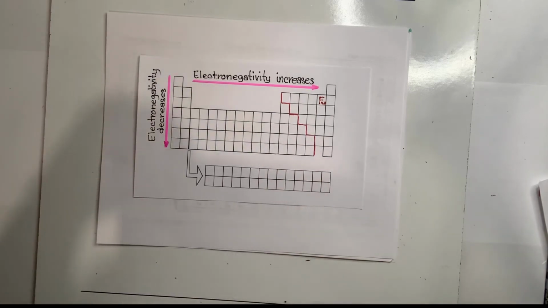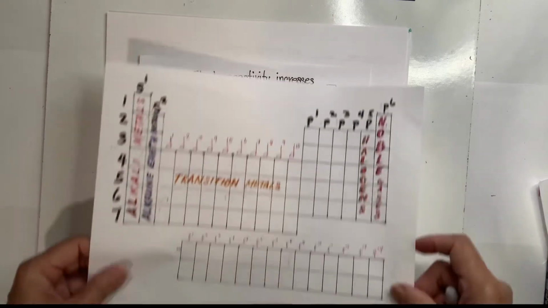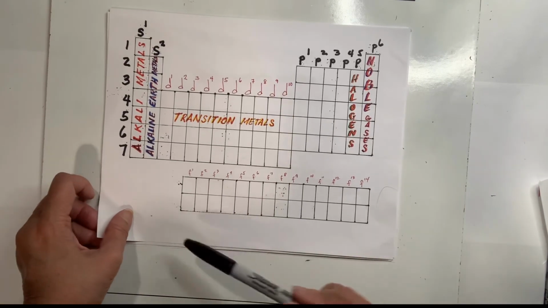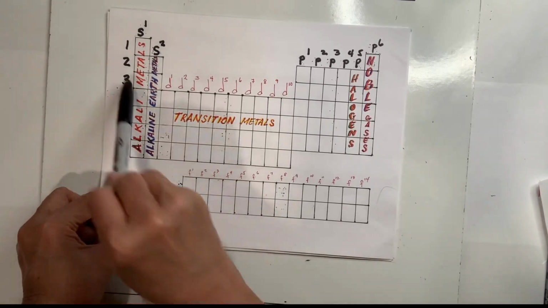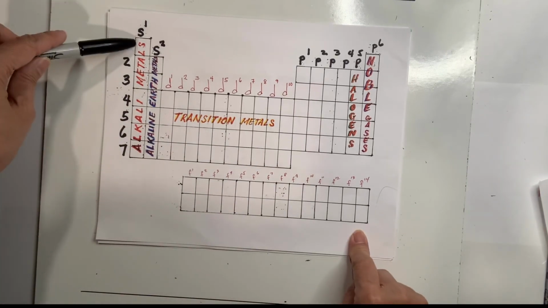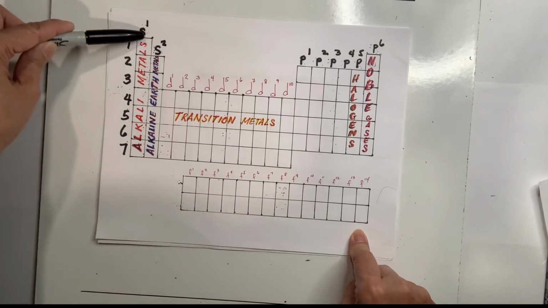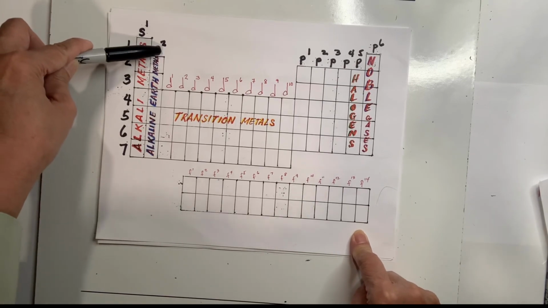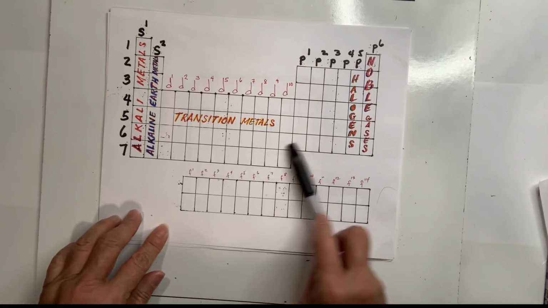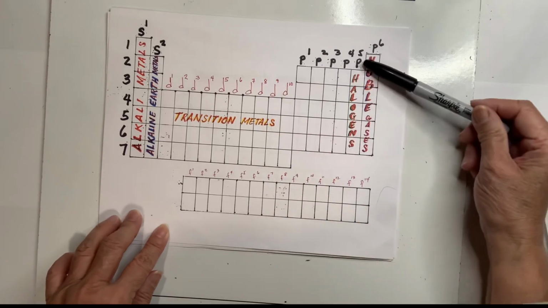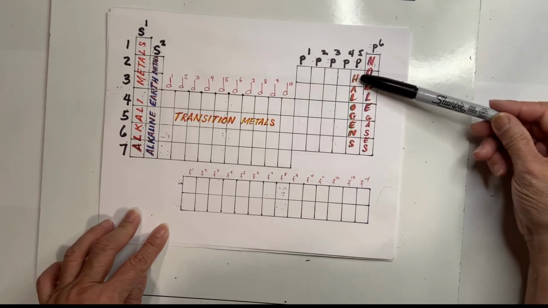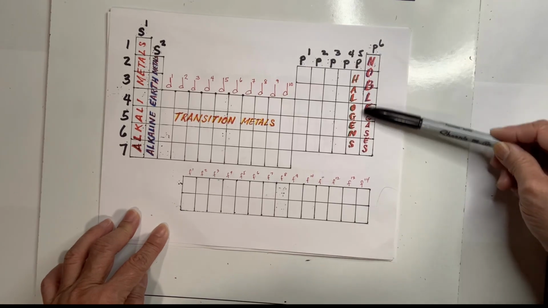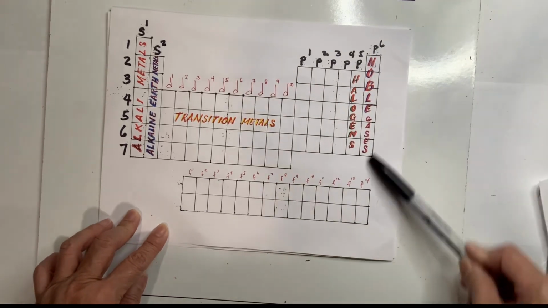I have already taught you BLB. Now, I want to introduce to you the names of four groups. Group 1A is named alkali metals. Group 2A, alkaline earth metals. And these are the transition metals. And group 7A, we name it halogens. And of course, group 8A, the noble gases. Okay?